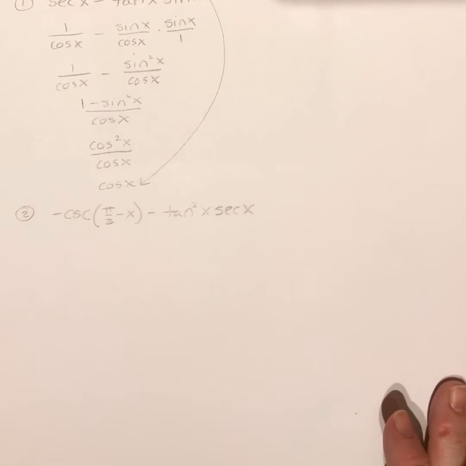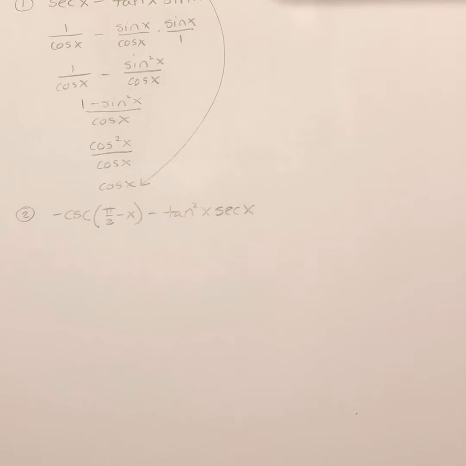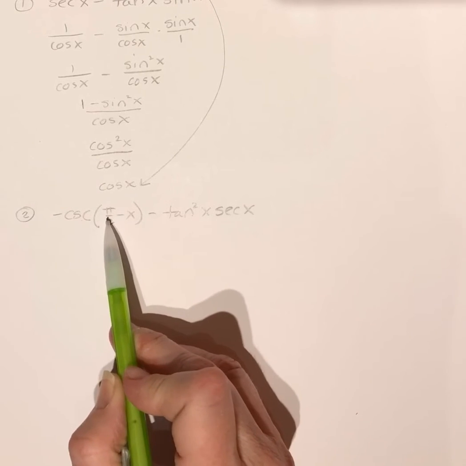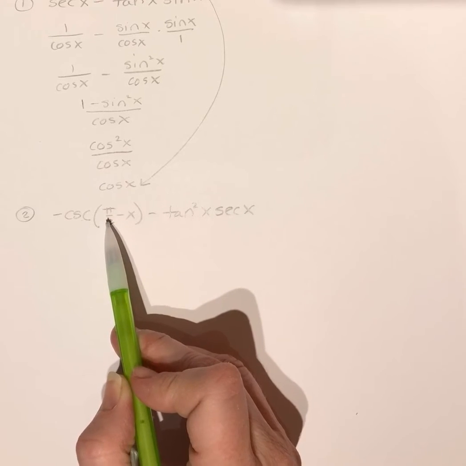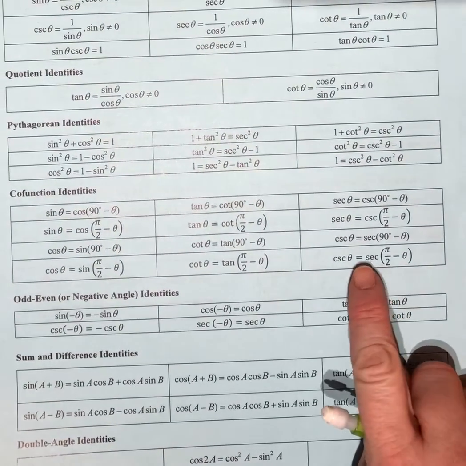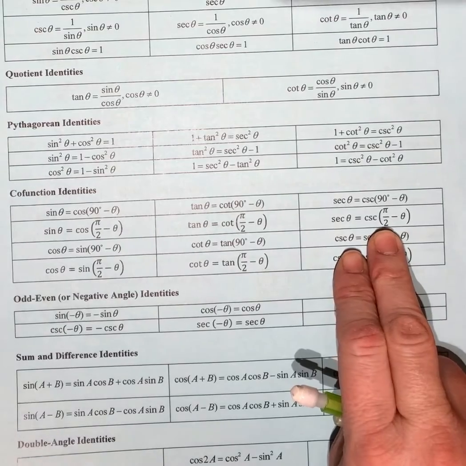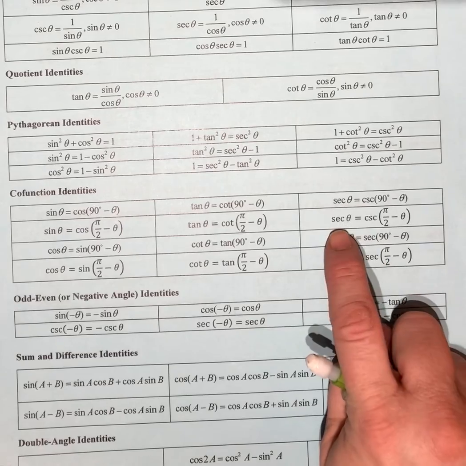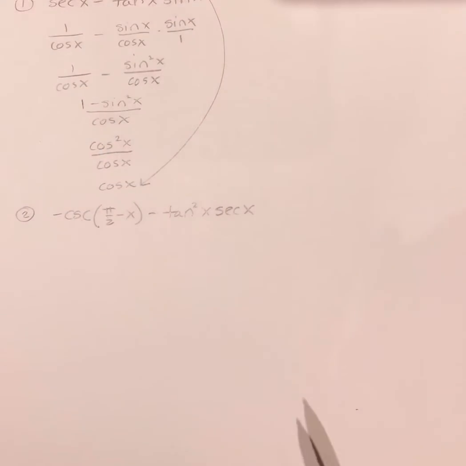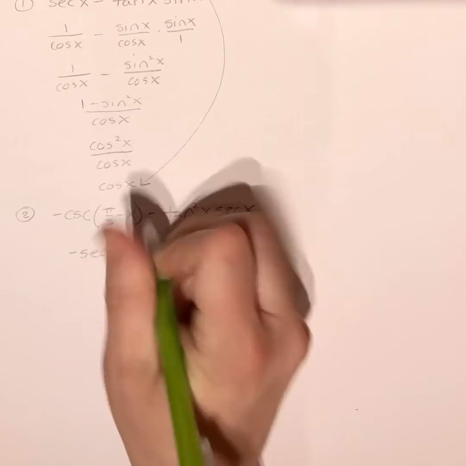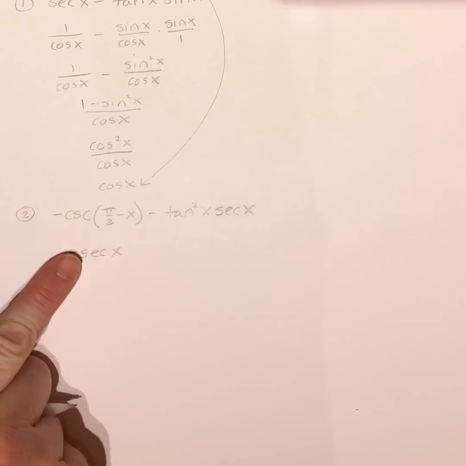All right, here's another one. Cosecant, now notice my pi halves is first, okay? So I can look on my sheet. If you don't remember, cosecant and secant are going to be your cofunctions. So cosecant of pi halves minus theta is the same as secant. So I'm going to put a negative secant of x because that is equivalent to secant.